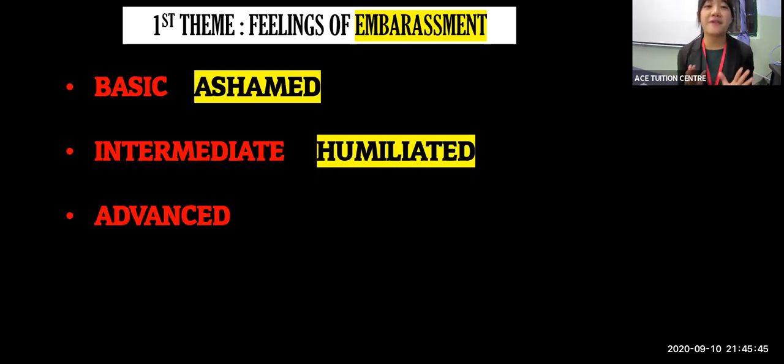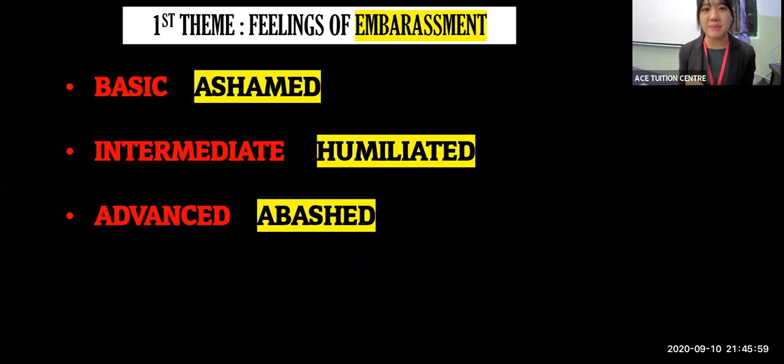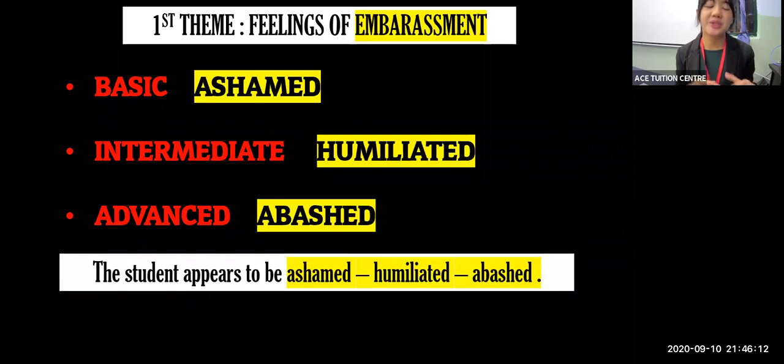However, if you are a Form 5 student, I would say the highest ranking word you could learn is the word abashed. Sometimes when you're writing an essay, try not to use the deepest, most peculiar vocabulary, because when it comes to essay writing, you need to use good quality vocabulary, which is also quite advanced. So when it comes to embarrassment, the highest level is called abashed. Depending on your level, you could use any of these words in your essay.